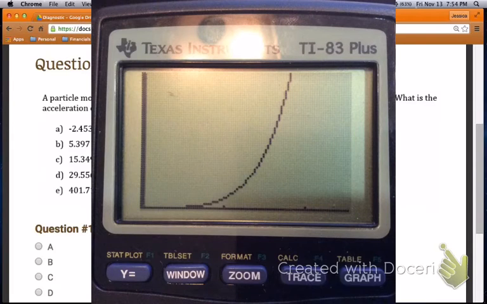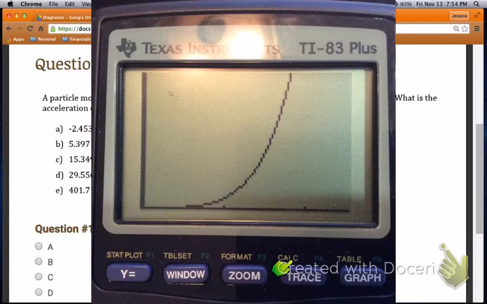Now, this might not mean much to you. This is just the velocity function graphed. But in order to find the acceleration, all we have to do is find the derivative of this function at a specific value. They want to know the acceleration at 2. So if I can find the derivative of this at 2, I will have found the acceleration at 2. You want to know how easy it is? Here's how easy it is.